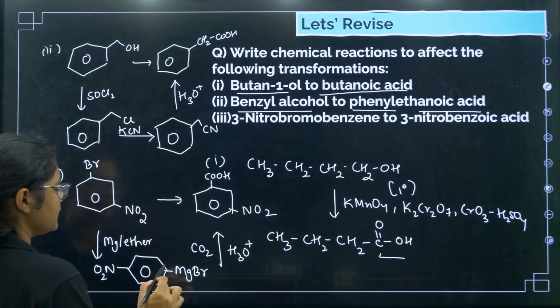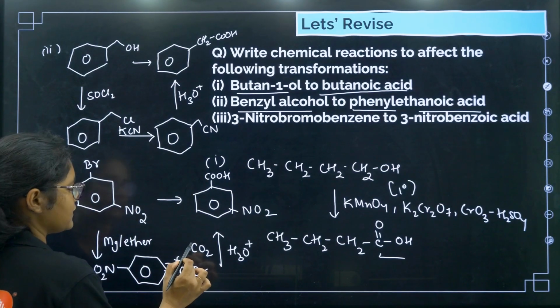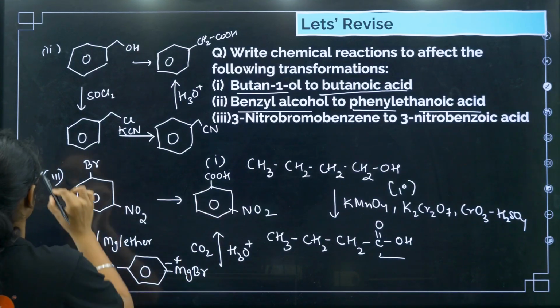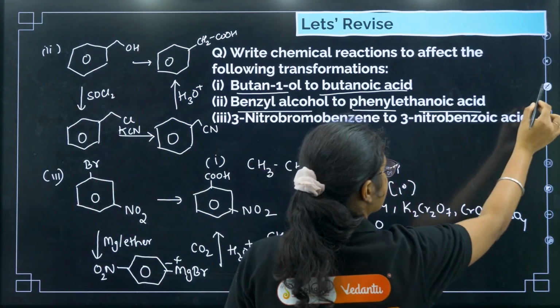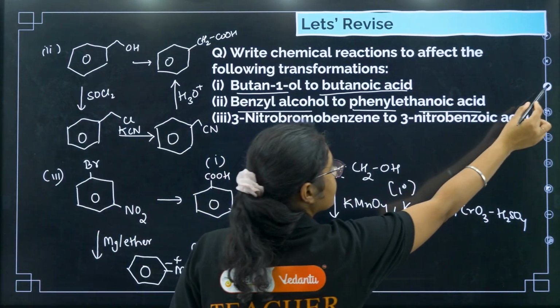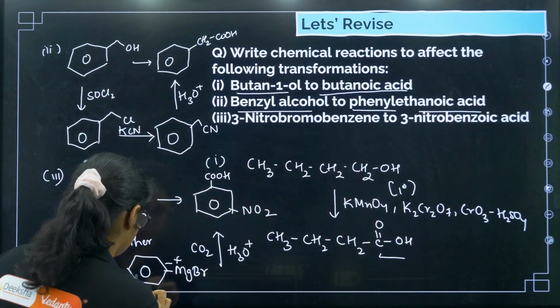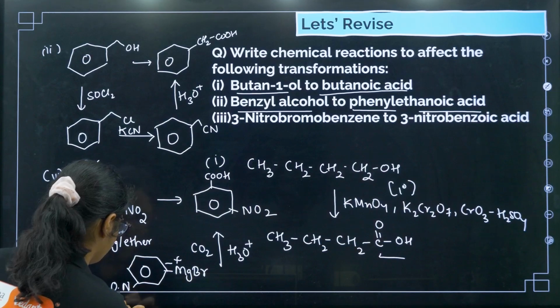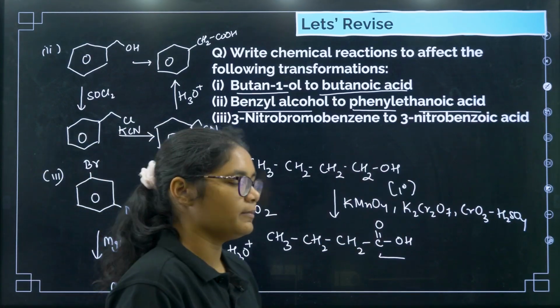So what will happen? This is plus, this is minus, this will attack here, and we will get this one. Though it is 3-nitro, I made it 4-nitro by mistake. One second. So it is 3-nitro. So here there will be a nitro group, and we will get 3-nitrobenzoic acid.